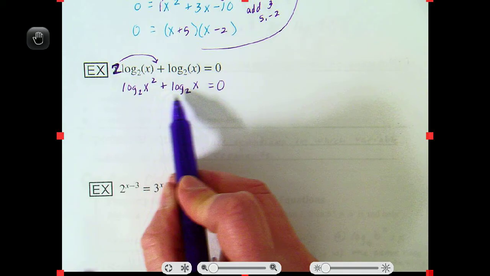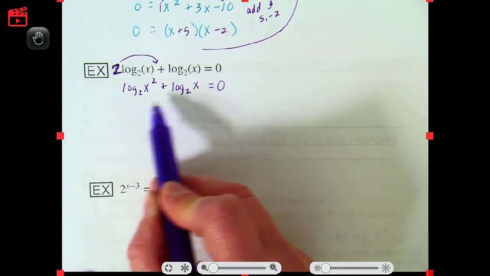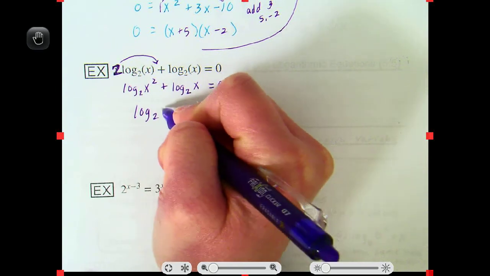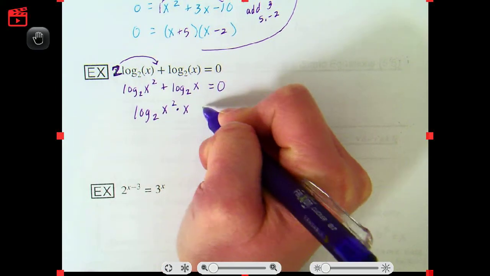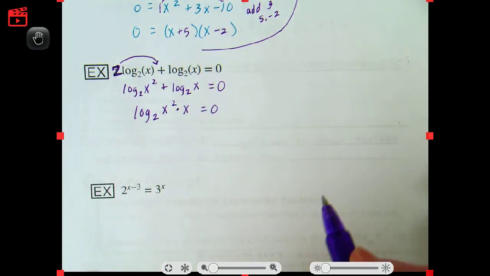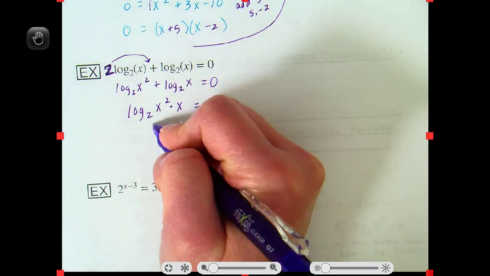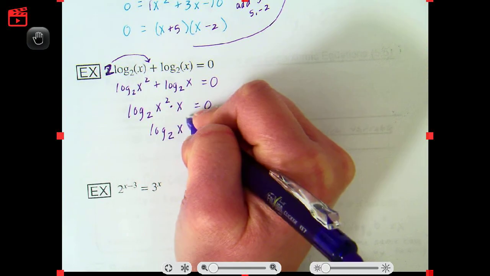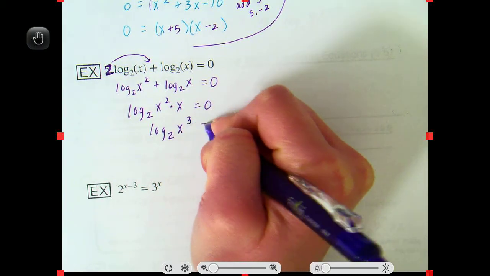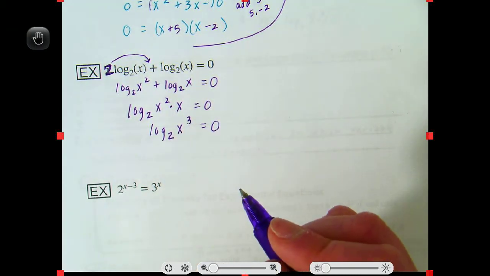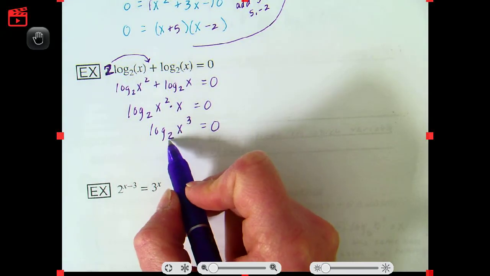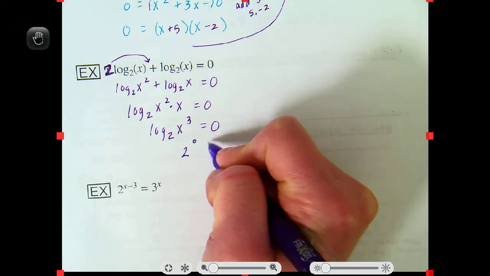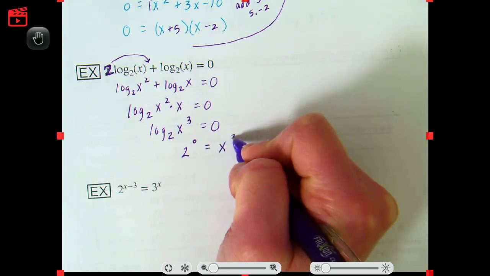Hopefully you note that since I am adding these two logs together, I can multiply instead. So log base 2 of x squared times x is equal to 0. That would give me log base 2 of x cubed. And at this point, I'm going to use my base to rewrite this. So it'd be the base 2 to the power of 0 is equal to x cubed.